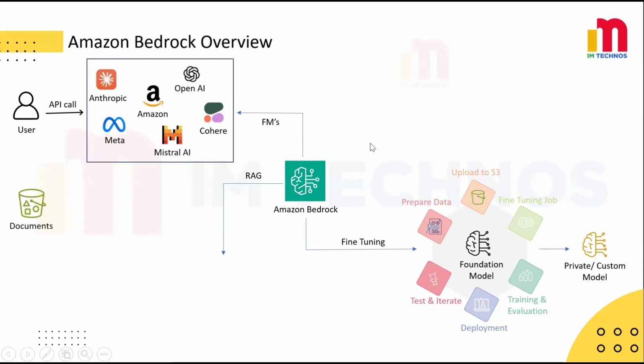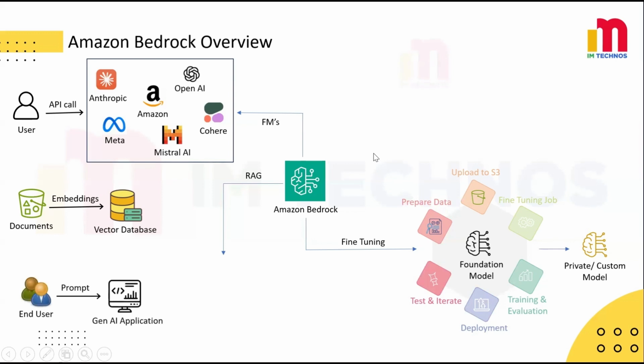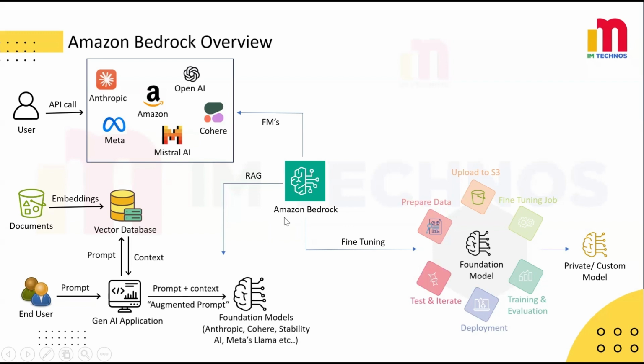Here is how it works. First, take your documents like PDFs, FAQs, or knowledge bases and convert them into embeddings. Next, store these embeddings in a vector database like OpenSearch or Pinecone. Then, when a user asks a question, the system fetches the most relevant chunks from the database, which are called the context. After that, the system combines this context with the user's question into what's called the augmented prompt and then sends it to the foundation model in Bedrock.